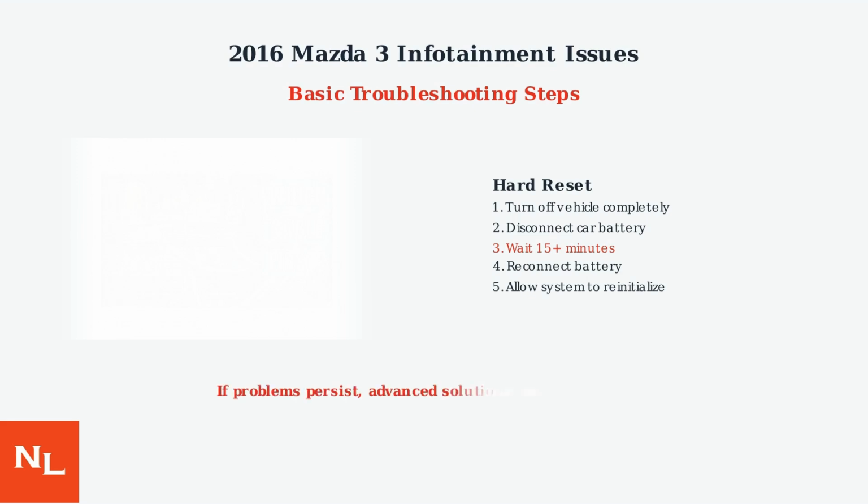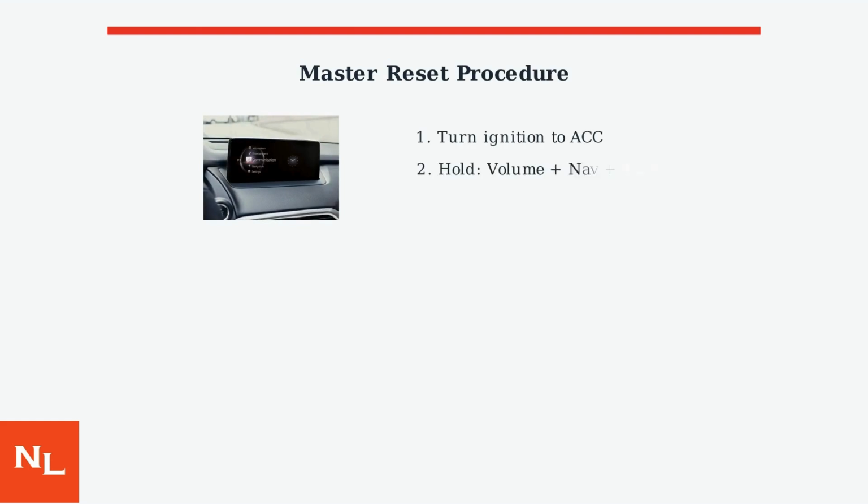If these basic troubleshooting steps don't resolve your infotainment issues, more advanced solutions may be necessary to get your system working properly again. When basic resets fail to resolve your 2016 Mazda 3 infotainment problems, several advanced solutions are available, each with different costs and complexity levels. The Master Reset is the most comprehensive software solution. This accesses a hidden service menu that completely wipes the system back to factory defaults.